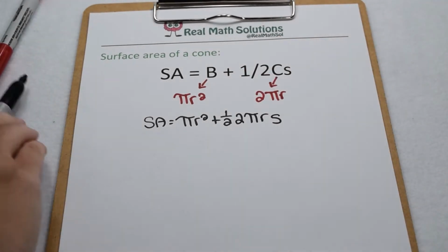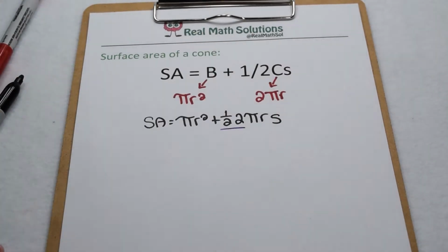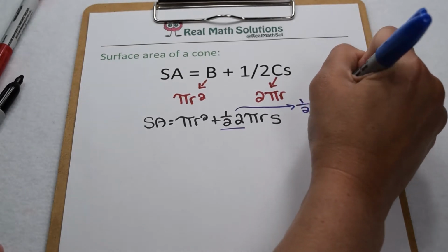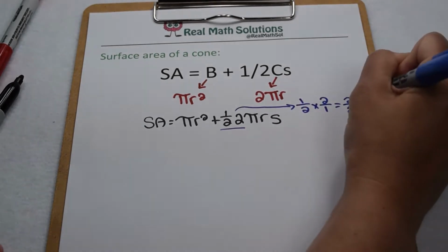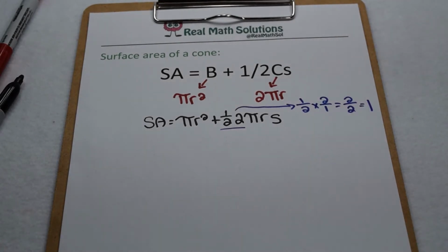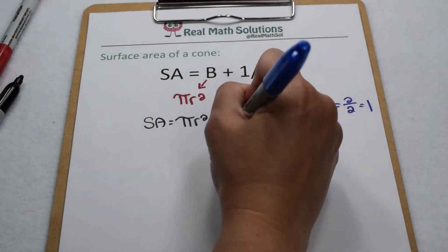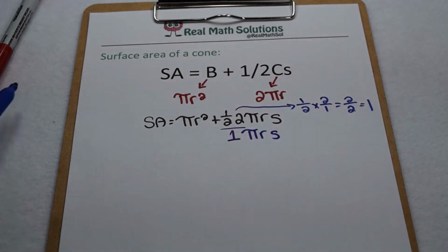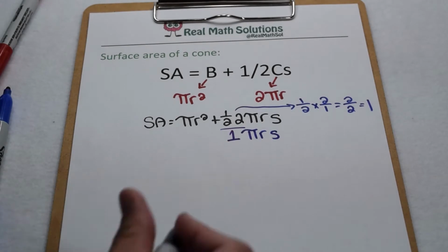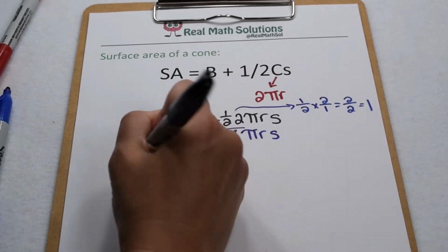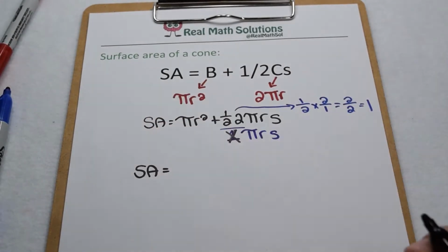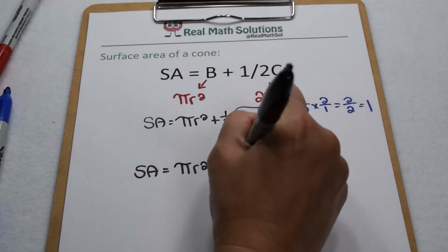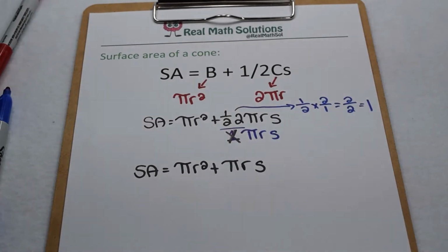times slant height. Well, here we have 1/2 times 2. We can go ahead and simplify that. 1/2 times, make that 2 over 1, gives us 2 over 2. 2 over 2 simply simplifies to 1. So that means at this point we would have a coefficient of 1 pi times radius times slant height in our equation. But generally it's understood that a coefficient of 1 doesn't need to be written out, so we can go ahead and drop it. That brings our final equation for surface area of a cone to pi times radius squared plus pi times radius times my slant height.